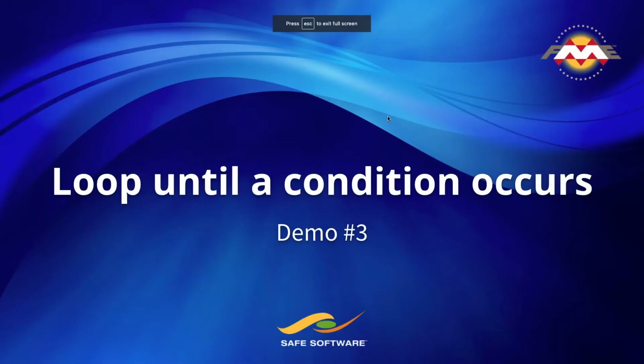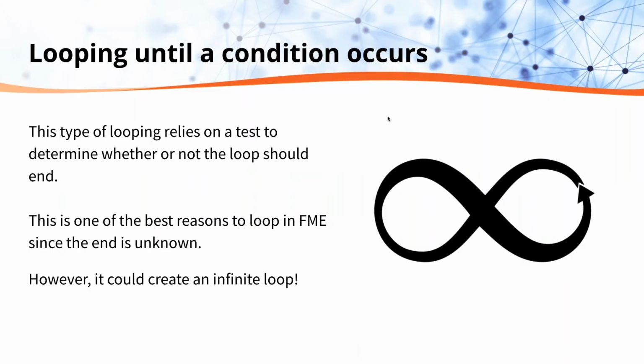So now we're going to go on and talk about looping until a condition occurs. This is typically the reason why you want to use a loop in FME. You don't know all the data ahead of time, or you're not sure how many loops that you need to run through. You want to wait until a condition occurs, and then you'll end your loop. It's one of the best reasons. However, it's one of the easiest ways you can create an infinite loop in FME. And if you do, it's not a problem. You can just watch your workspace, and if it's not ending when you think it should end, then you just have to manually stop it.